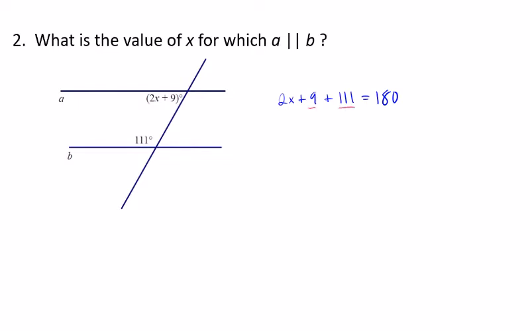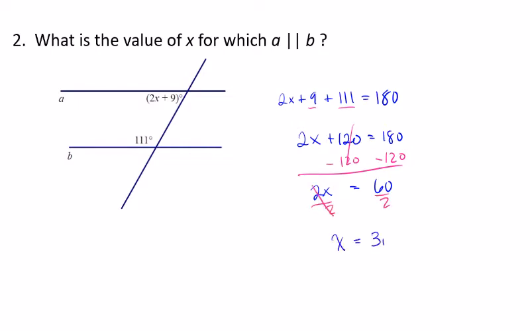We can combine like terms here. So we get 2x plus 120 equals 180. Subtract 120 from both sides. And so we get 2x equals 60. And when we divide by 2 to isolate the x, we get x equals 30. So that's the value for x that would prove that A is parallel with B.